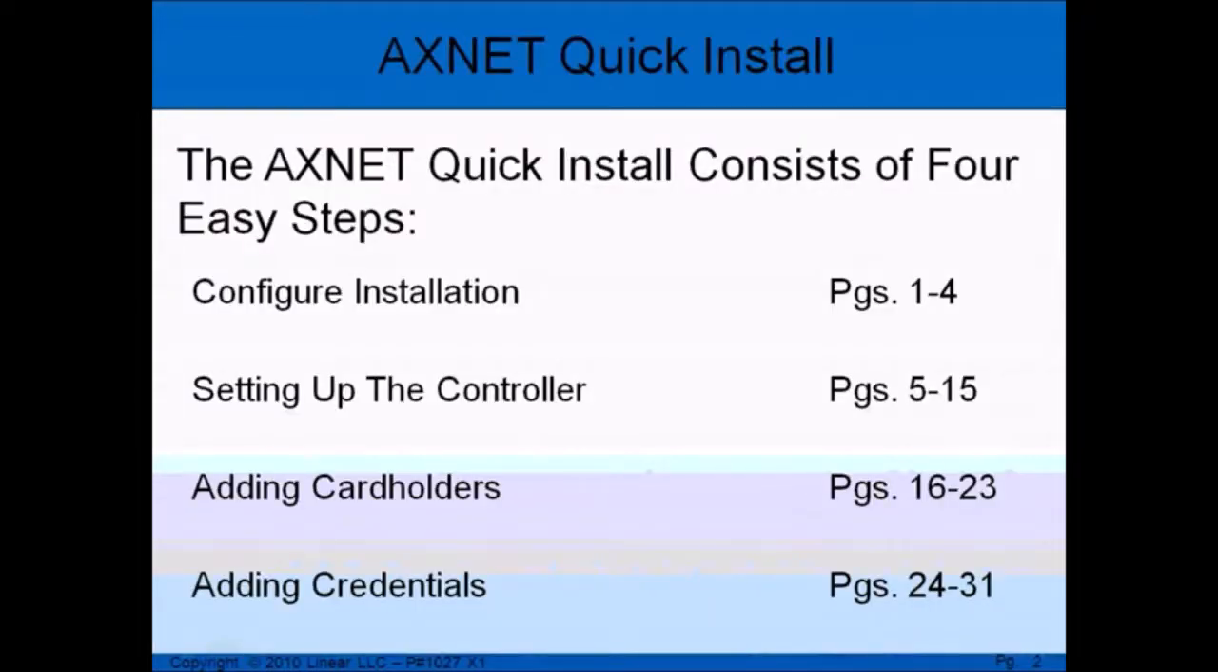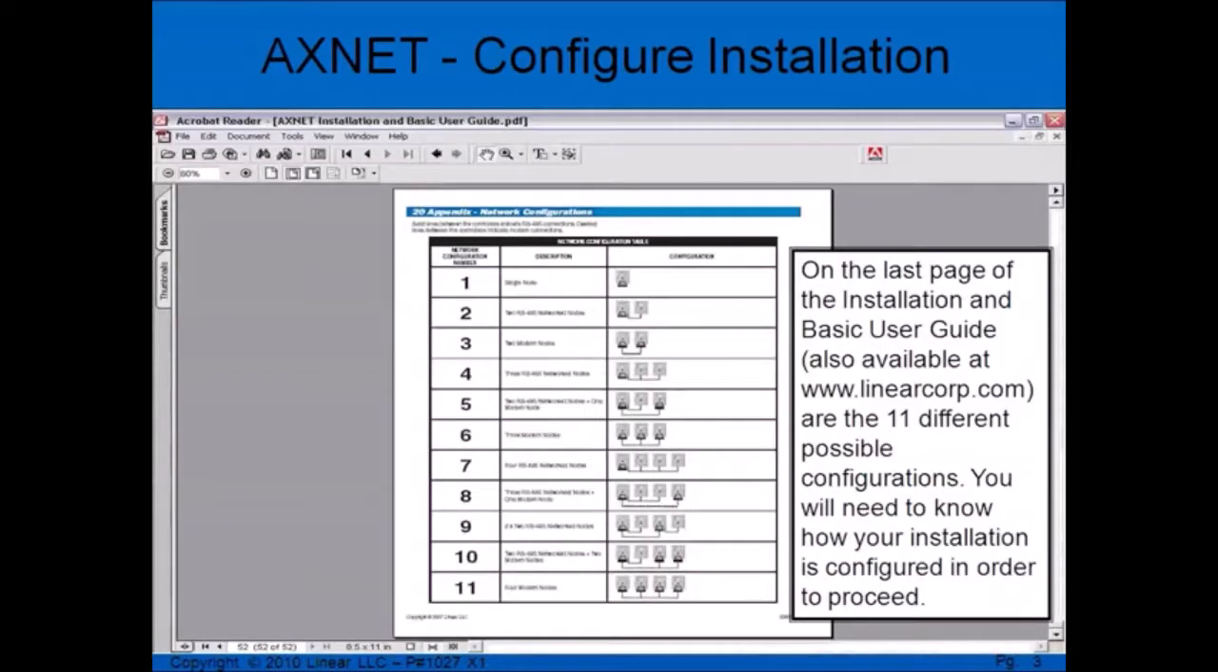The Axnet Quick Install consists of 4 easy steps. All we need to do is configure the installation, set up the controller, add our cardholders, and add our credentials. On the back page of the Axnet installation manual, there is a configuration chart, the network configuration. We need to tell the master panel how many other panels are out there via configuration. I can have a single node, I can have 2 nodes networked via 485, 2 nodes on separate modems. I just need to tell the number 1 panel what is out there.